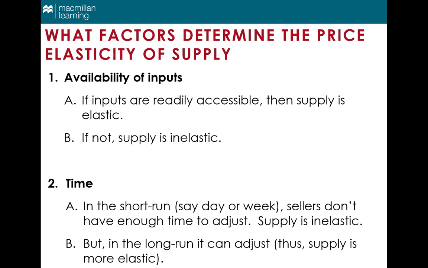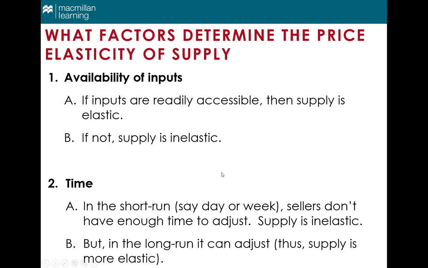Finally, we're going to ask what are the factors determining the size of the price elasticity of supply. There are two factors. One is availability of inputs, and the second is time. When inputs are readily accessible, then the sellers can adjust their quantity easily, so the supply is elastic. In the other case where inputs are not easily accessible, sellers cannot adjust their quantity easily. In that case, supply is inelastic.